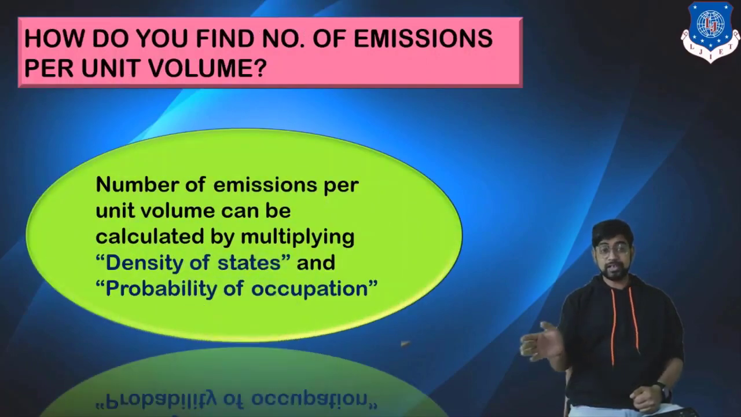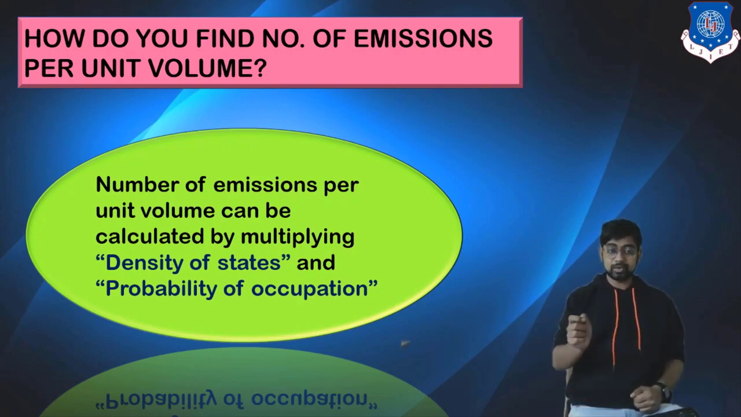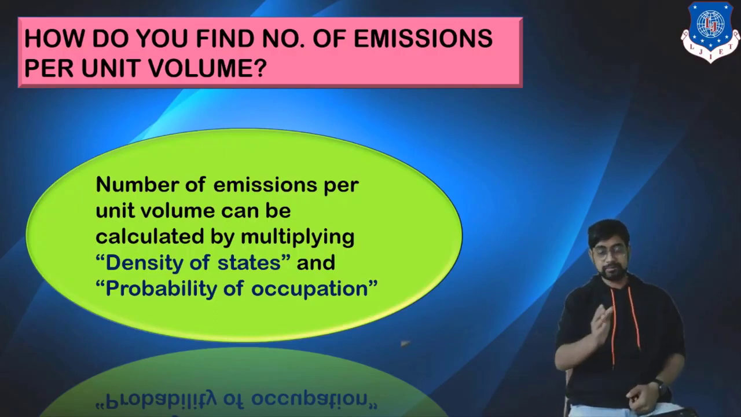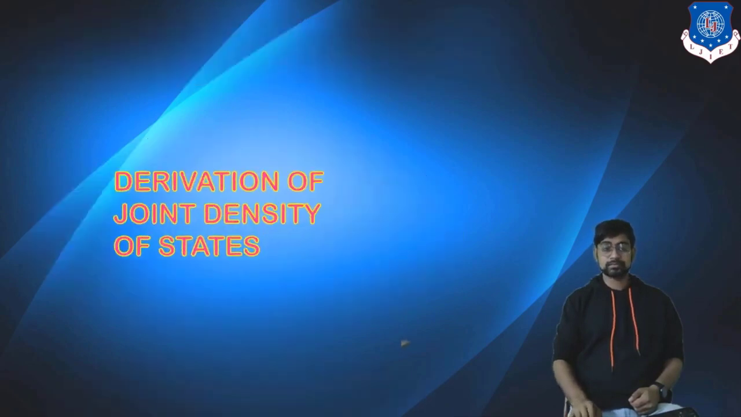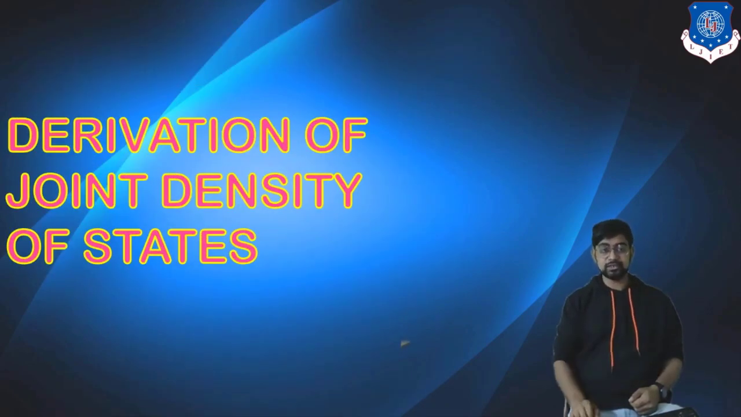Now, how will we find the joint density of states? The number of emissions per unit volume can be calculated by our old formula, that is, density of states times probability of occupation. That was the same as we did in the density of states also, but in this it will be in the context of photons. So let's start the derivation.